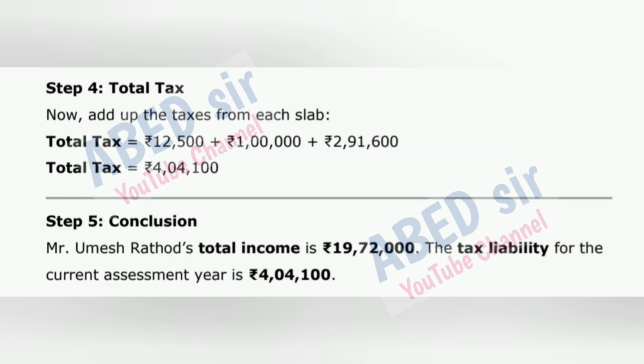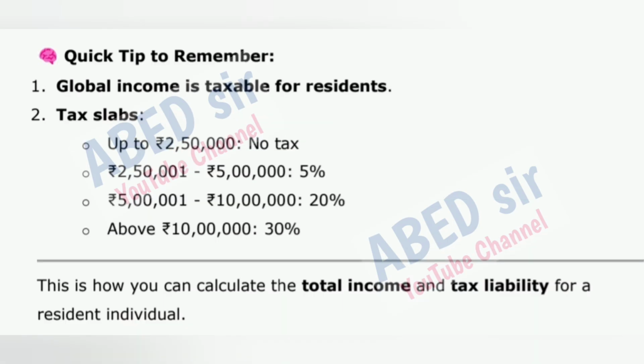Step 4. Total tax. Now, add up the taxes from each slab. Total tax is equal to 12,500 rupees plus 1 lakh rupees plus 2 lakhs 91,600 rupees. Total tax is equal to 4 lakhs 4,100 rupees. Step 5. Conclusion. Mr. Umesh Rathod's total income is 19,72,000 rupees. The tax liability for the current assessment year is 4,04,100 rupees. Quick tip to remember.